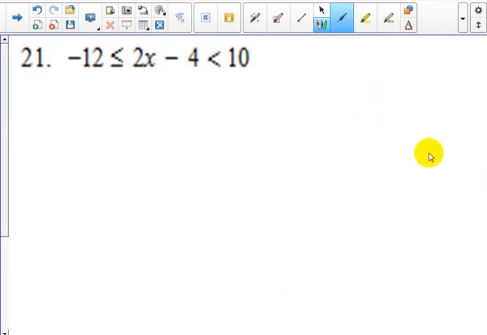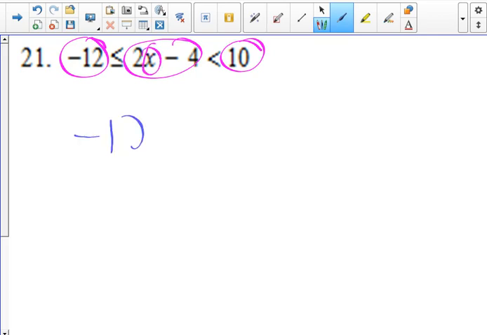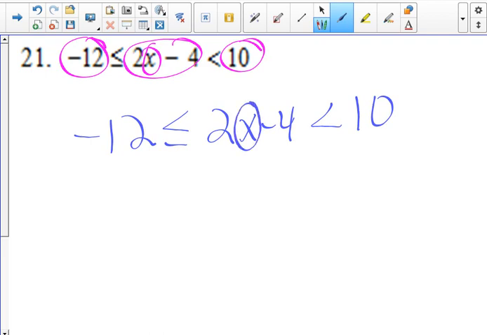Okay, our next one, now we've got a 3-piece inequality. All right, so we have to solve for this variable x. So I'm going to start by writing the equation. Negative 12 is less than or equal to 2x minus 4 is less than 10. So I'm solving for x. So I've got 3 pieces here. So you still solve it, but what you do to one, you have to do to all 3 pieces.